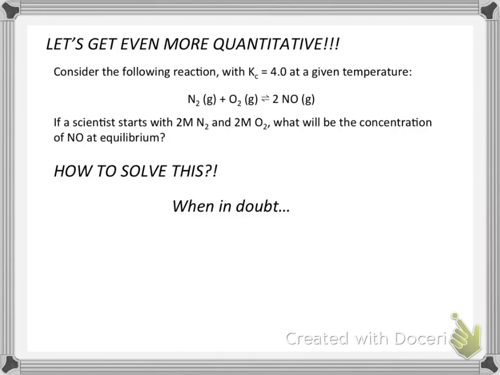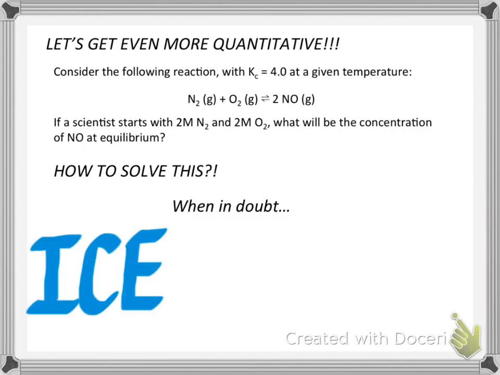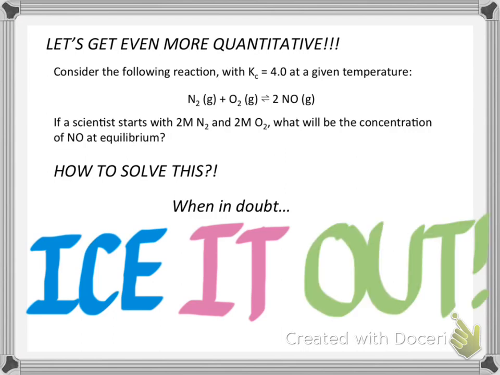Okay, so now we're at a different temperature, so we have a new K. The only way to change your equilibrium constant is to change the temperature. They give us some initial concentrations, and they want us to figure out what the concentration of the NO will be at equilibrium. So, when in doubt, we're going to ice it out. Let's go ahead and do that on the next slide.